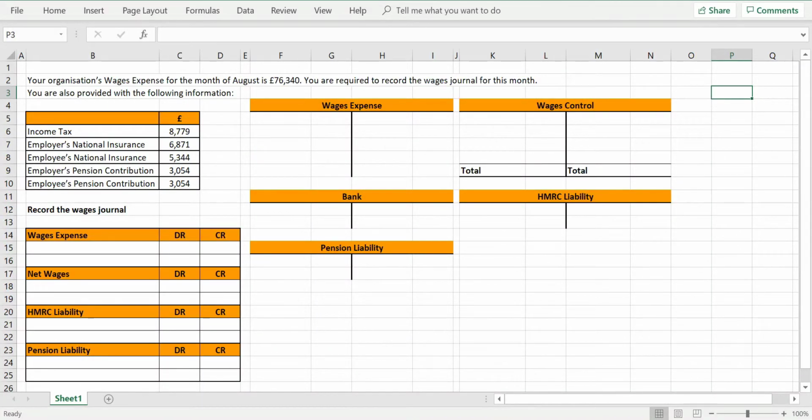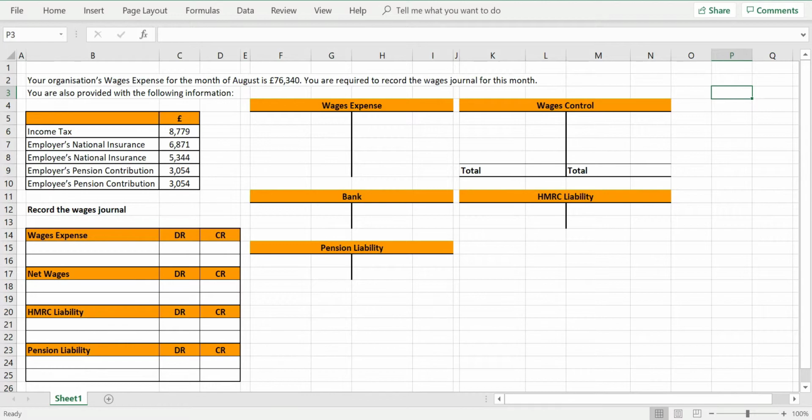Instead of just doing a few of the journals, we're going to do them all so you can see how the wages control account plays. And using this little tip really, the wages control account needs to be in every single journal. So I'm just going to demonstrate on here so you can see how that works. So the first thing I'm going to do is record the wages expense.